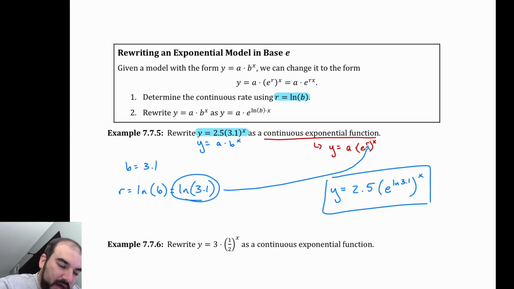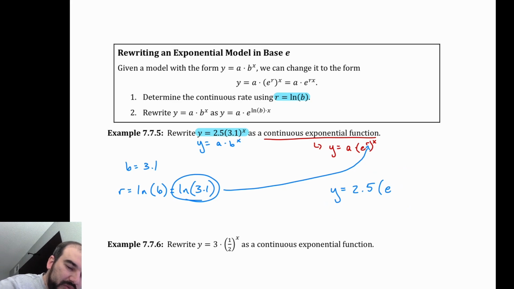So converting is not super difficult. You take the b, you find the natural log of b, and that's the r in this formula. And then I guess we can simplify slightly. Since we just multiply r times x in the exponent, we can say this is 2.5 times e to the x times natural log of 3.1. All right, we multiply r times x.